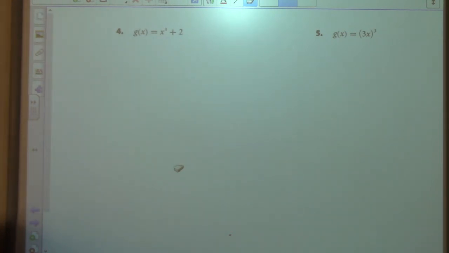Garrett, what happens with number 4? We go up 2 units. Up 2 units, he says, okay. So let's say g of x is f of x goes up by 2, so we would say translated up, or you could say vertically, 2 units. He said up. Does that make sense?